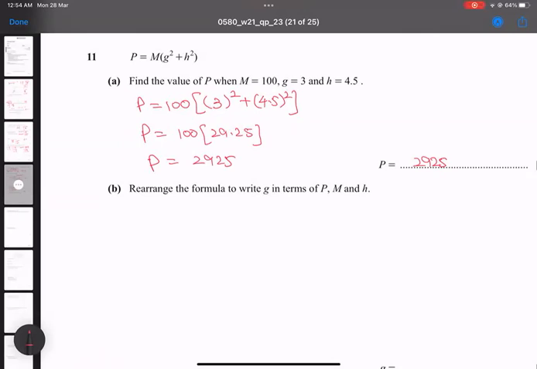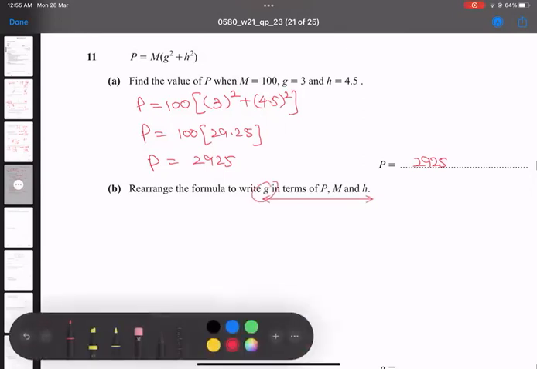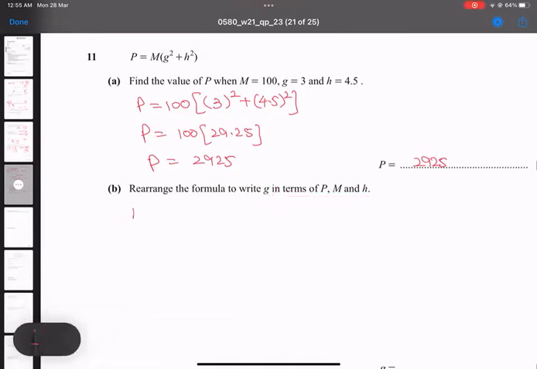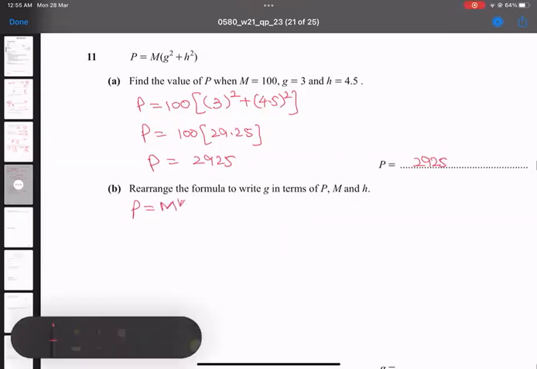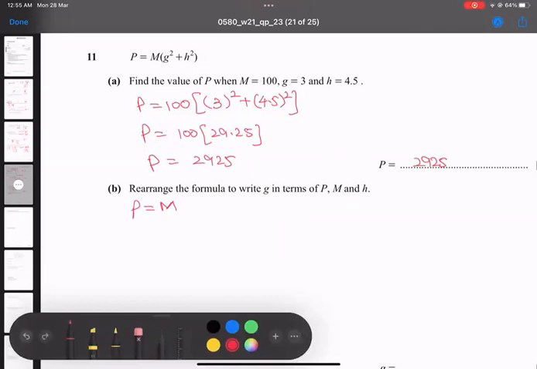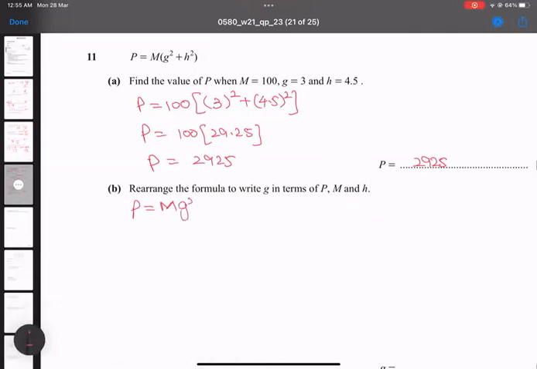Decimal will jump. And now rearrange the formula to give G in terms of P. What is G in terms of P? It means we have to make G the subject. So how do we get this subject? Have a look now. I'm going to make G the subject. So P is equal to capital M, and G squared. I think we can multiply inside, because M is there. So I can multiply: MG squared plus MH squared.